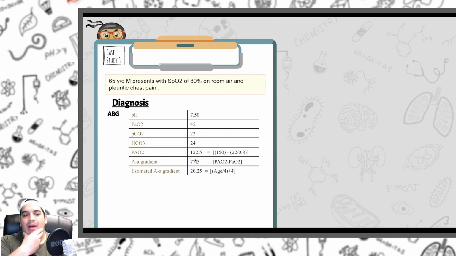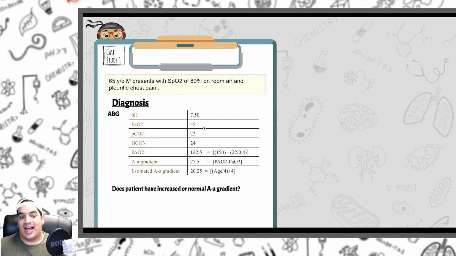So with that being said, let's look at the other aspects here. Their pH is 7.5, so slightly alkalotic. The reason is because their CO2 is 22. They're probably breathing pretty fast, at a very high rate, so they're blowing off CO2 trying to bring in more air, but unfortunately they're dropping their CO2, causing a respiratory alkalosis. And then their PaO2 is 45, so that's pretty low. They definitely have a pretty significant hypoxemia here.